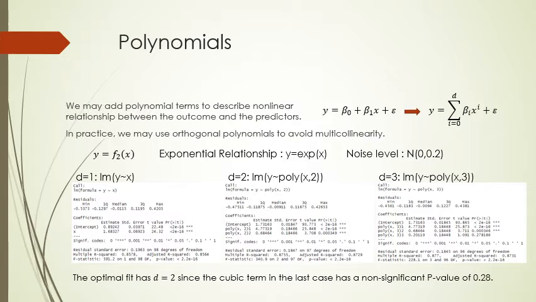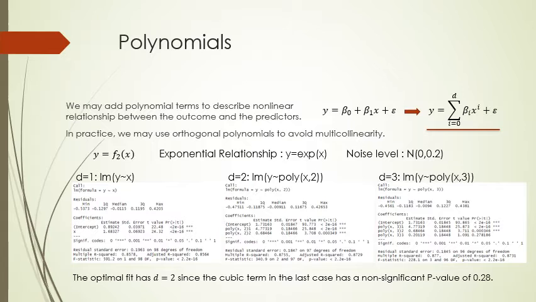The linear regression may be generalized to model nonlinear relationship between y and x. A useful method to describe nonlinear relationship is to add polynomial terms. The general form in the simple regression is this, where D is the polynomial order. In practice, we may use orthogonal polynomials instead of the natural polynomials to avoid multicollinearity. In R, the function poly constructs orthogonal polynomials.